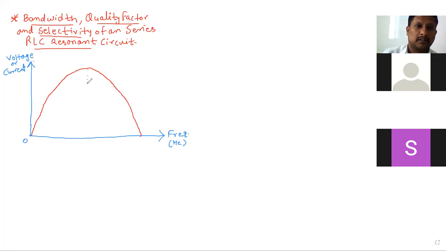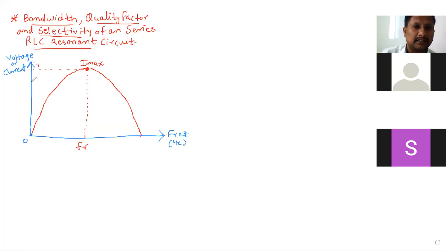Okay, this is the maximum current we can get at the resonant frequency FR. So what is the value that we are getting at FR? That is the I max. I will write I max. Maximum current we can get at this point. 70.7% of I max, that we are getting at two different frequencies.